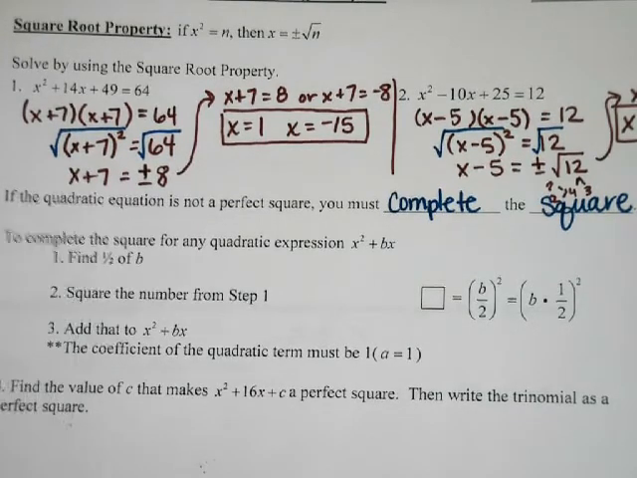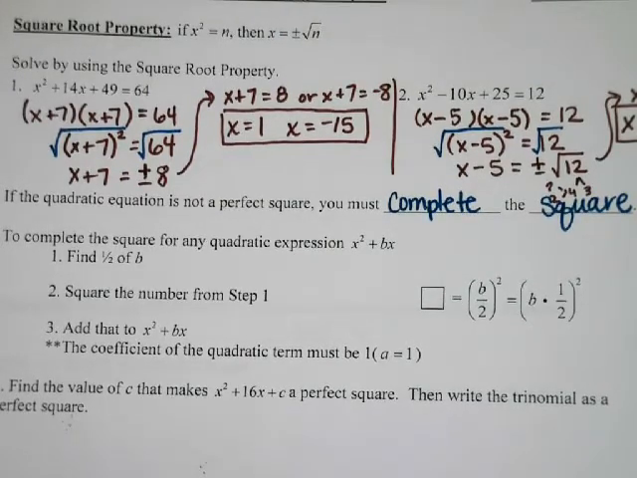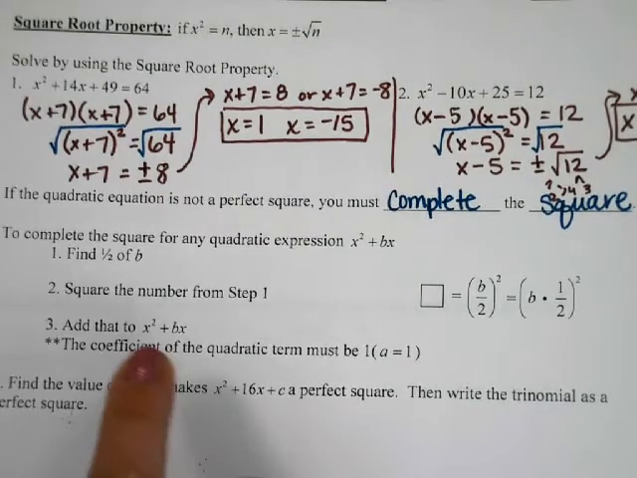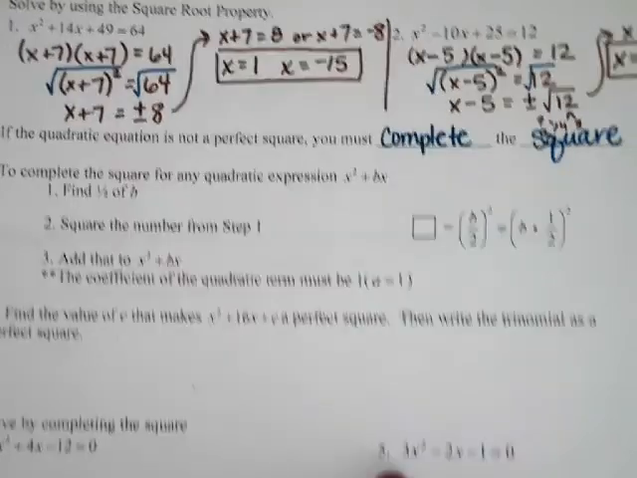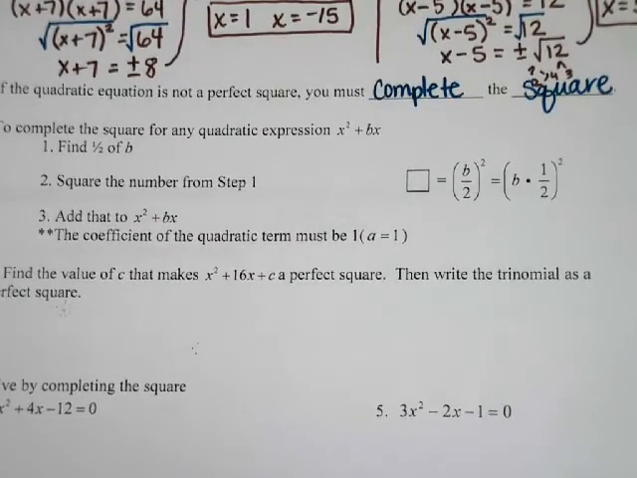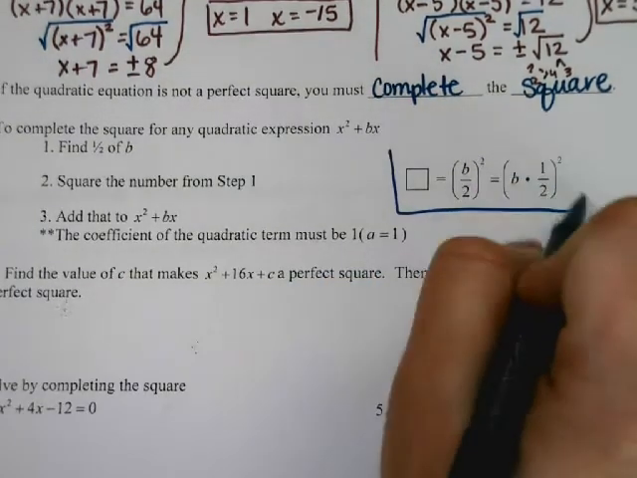And here in the middle, it says to complete the square for any quadratic expression that's x squared plus bx, take half of b, so b divided by 2, square it, and then add it to the end. However, the coefficient of the quadratic term must be 1, meaning there's no number in front of the squared term. Okay? So like number 5 down here, we're going to have to fix him because his coefficient is 3 and it has to be 1. Okay, draw a little box around this guy because we're going to need him.